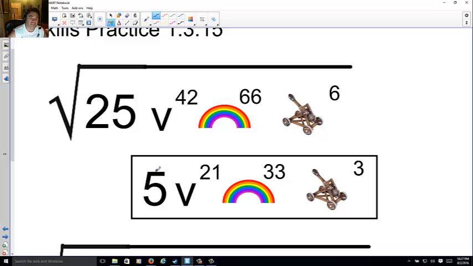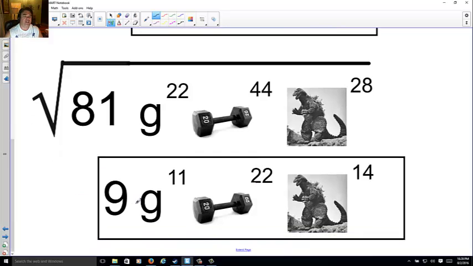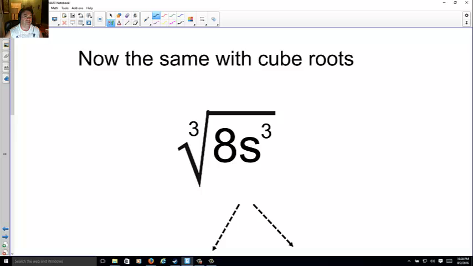And the answer, of course, is 5, v to the 21st, rainbow to the 33rd, catapult to the 3rd. That doesn't even make sense, but you understood it because you understand the process. And this one here is 9, g to the 11th, barbell to the 22nd, Godzilla to the 14th.